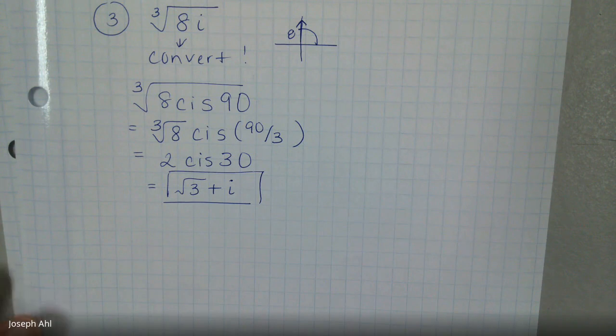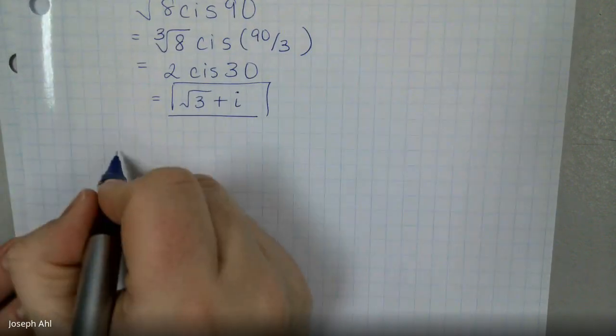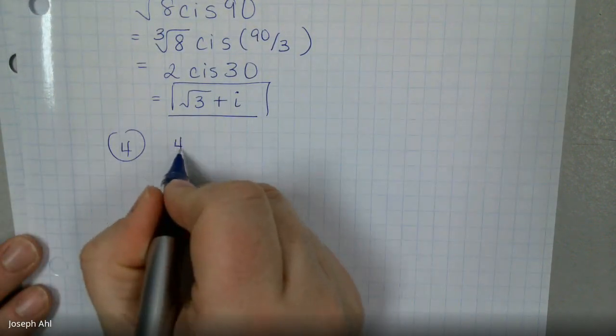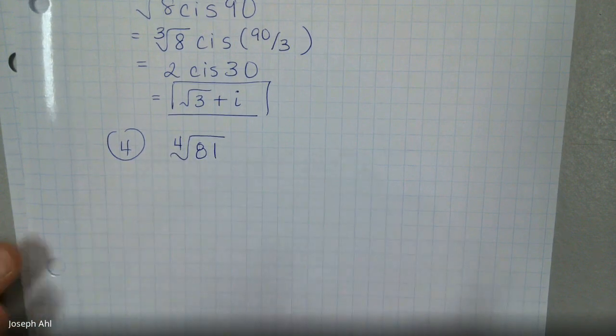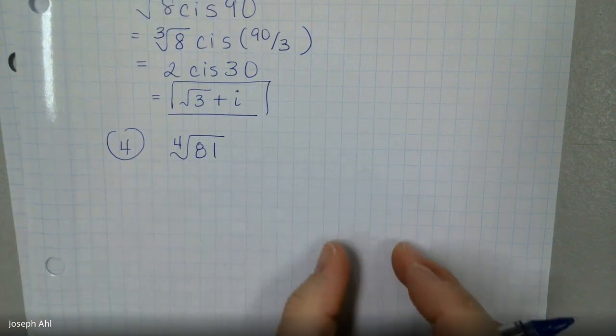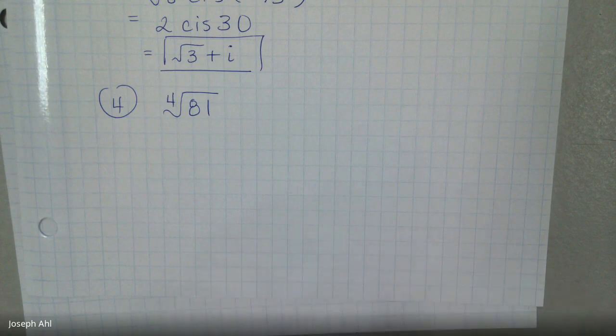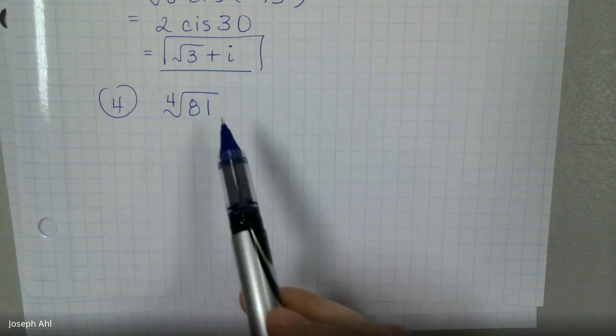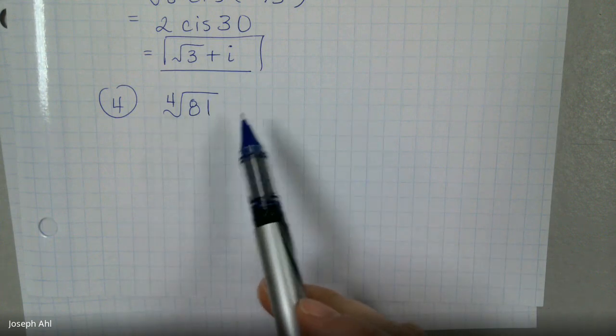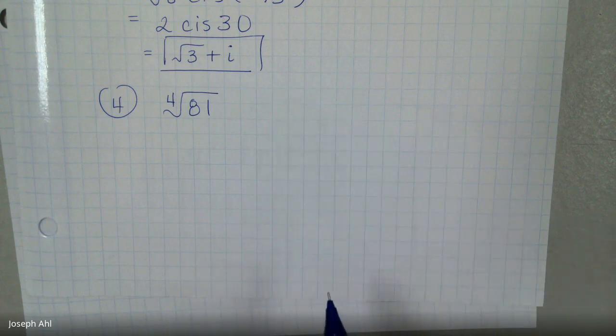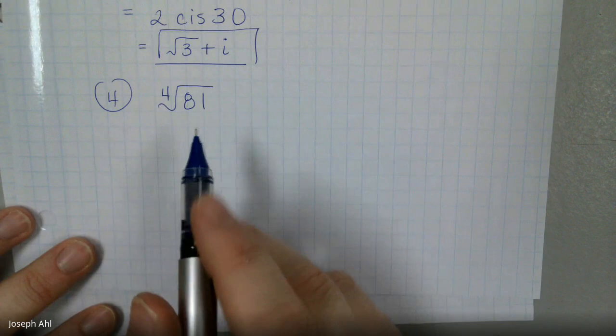So maybe we'll do just one more example to give you an idea and get used to the process. Let's talk about the fourth root of 81. Now, the fourth root of 81, when it's a positive on the inside, it's a little bit more direct. You might even know what the answer is here. But let's do the whole converting process and just make sure we've got the process down here.